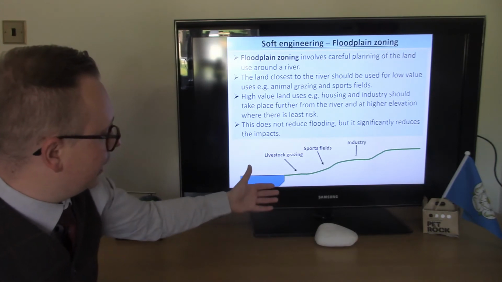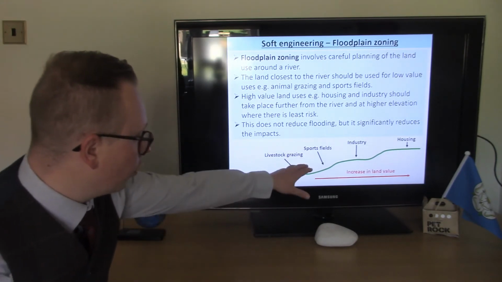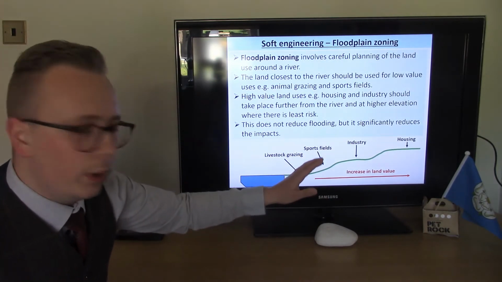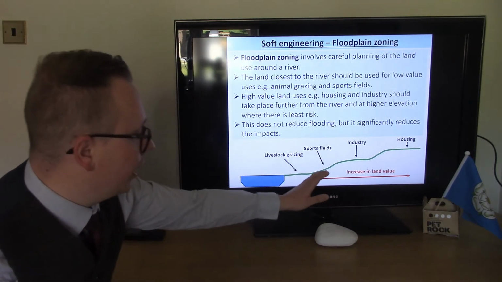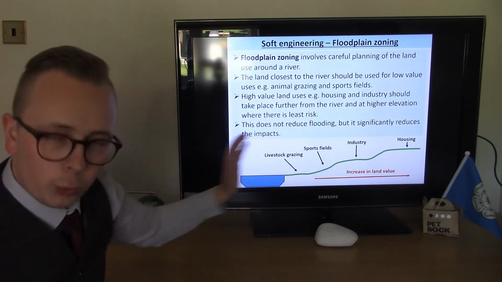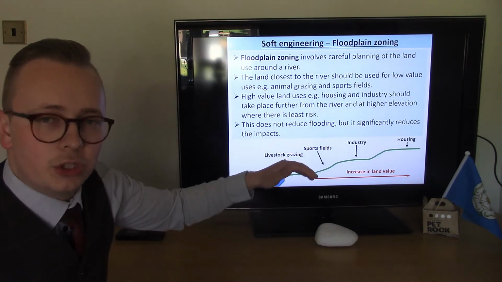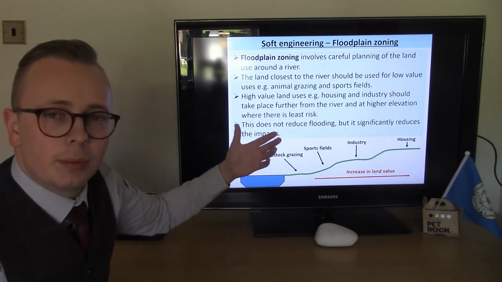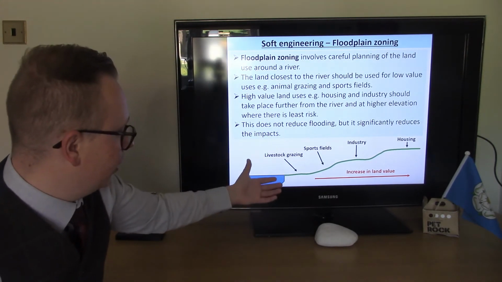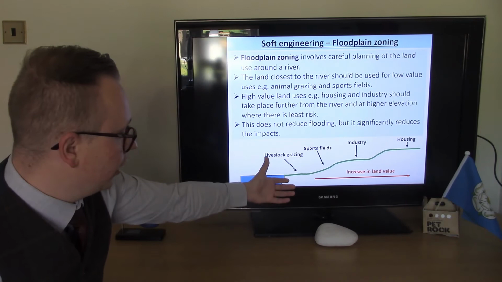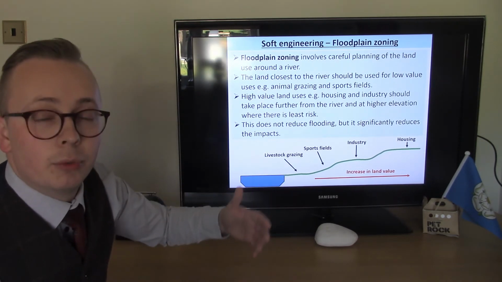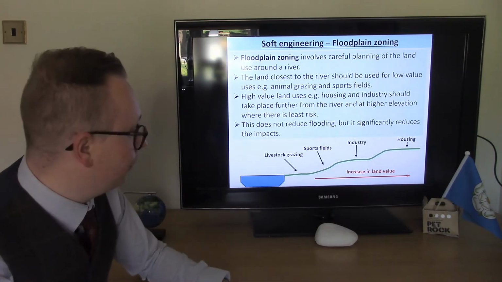So in this example we've got livestock grazing and sports fields closer to the river, and our industry and housing much further away. We're putting our areas of higher land value further away from the river and at higher elevation. So if we do experience flooding, the damage is going to be significantly less. We're going to have some impacts to these fields for a period of time, but that's going to clear. If it was housing there, we'd have a much higher economic and social impact.